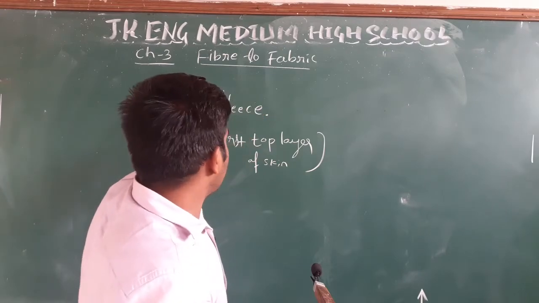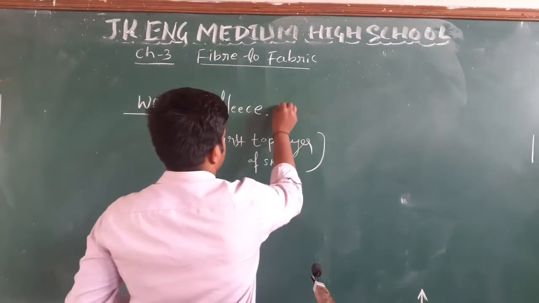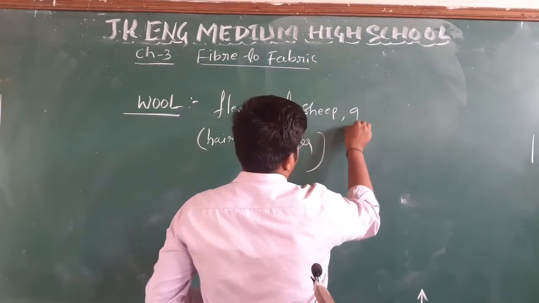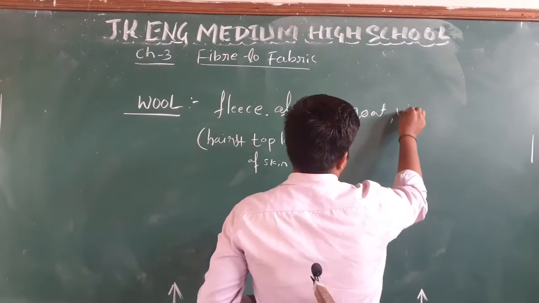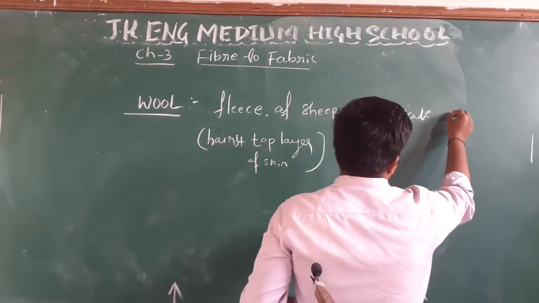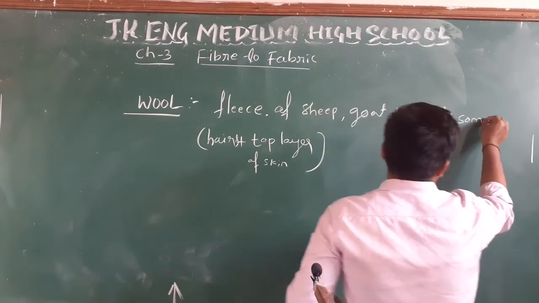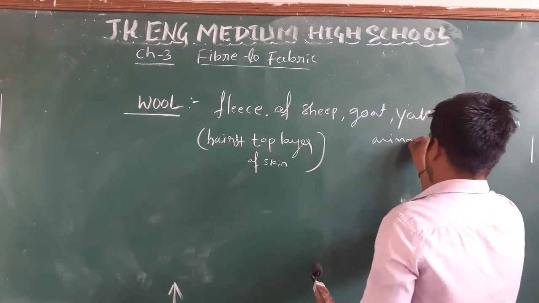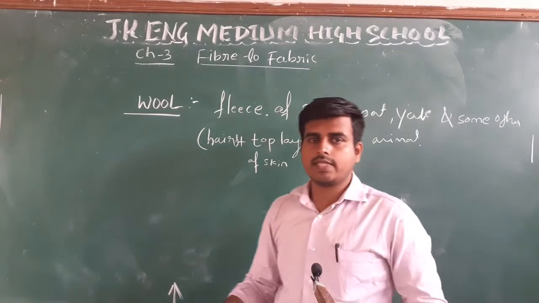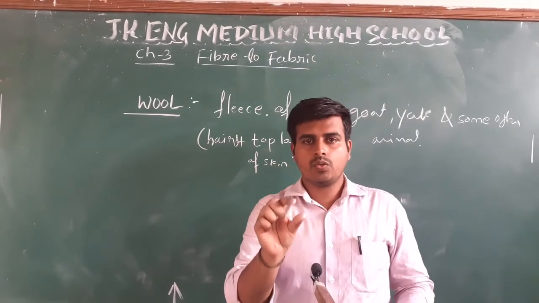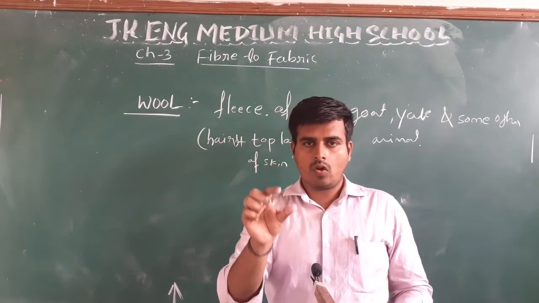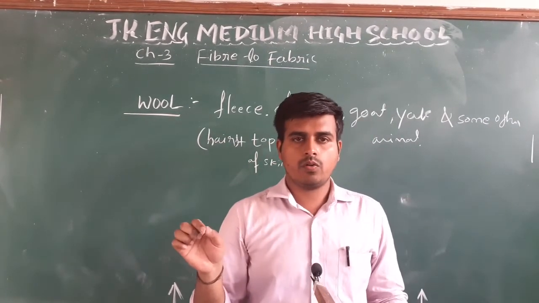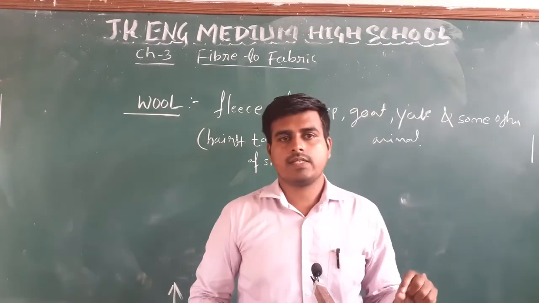So wool is obtained from the fleece of sheep, goat, yak and some other animals. Wool is a specific word given to the hairs obtained. Wool is nothing but a hair only. We don't call human hairs wool.